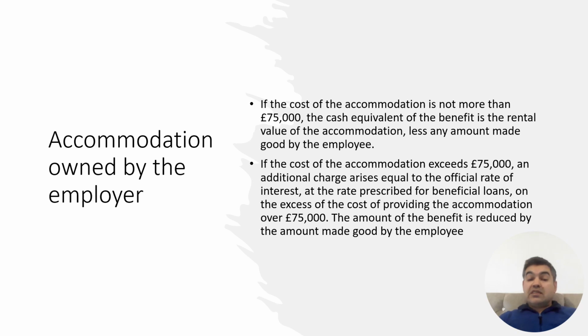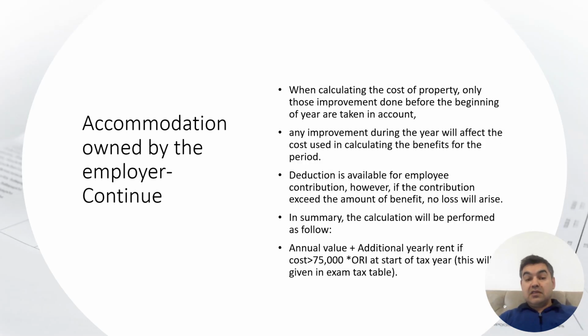Sorry, there's some grammatical error, but anyway, I will explain the concept to you. You need to calculate 2 charges. On the following screen, I will explain how to calculate those charges. When you're calculating the cost of property, only those improvements done before the beginning of the year are taken into account. Make sure that you consider that as well. Any improvement during the year will affect the cost used in calculating the benefit of the period.